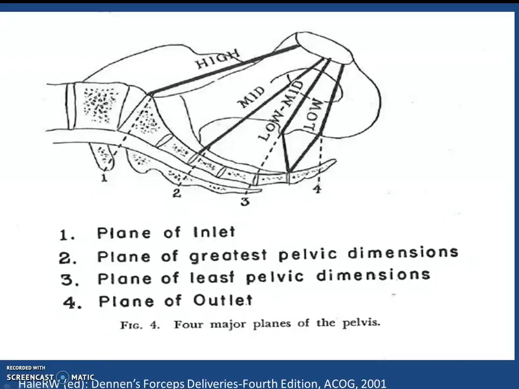It's important to know what the various planes of the pelvis are. The high plane is basically the inlet. You have the midplane at the level of the spines, and when the presenting part is at this level, we usually say it's engaged. And then you have low, mid, and low. It's in the low area that you have outlet forceps, as well as the low forceps.